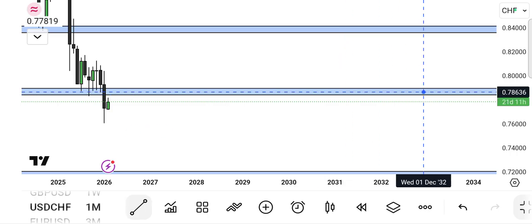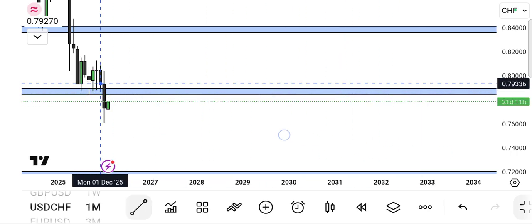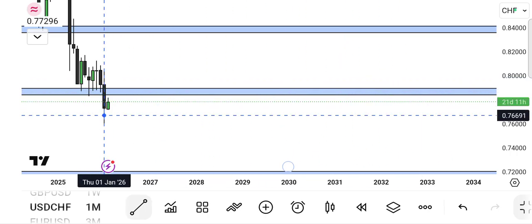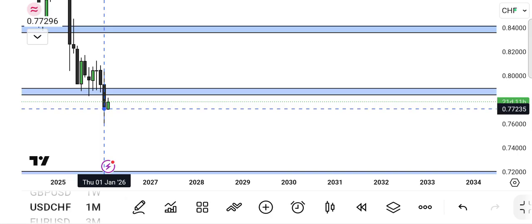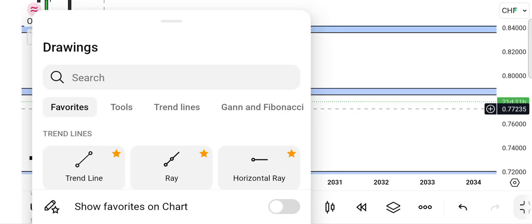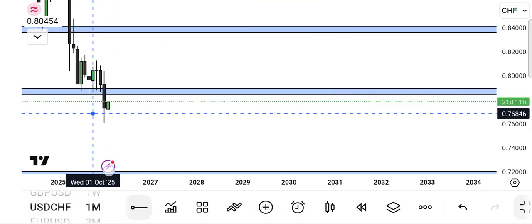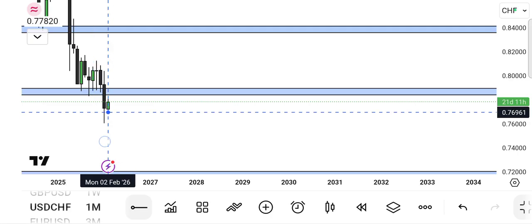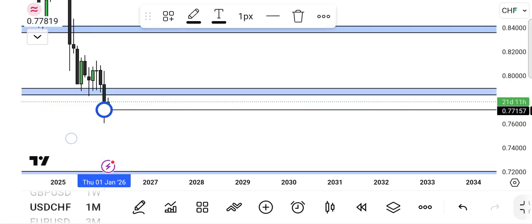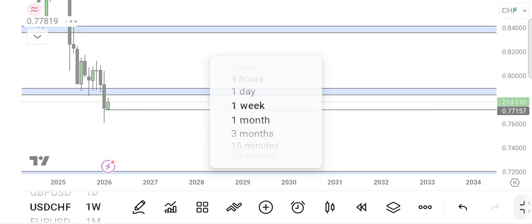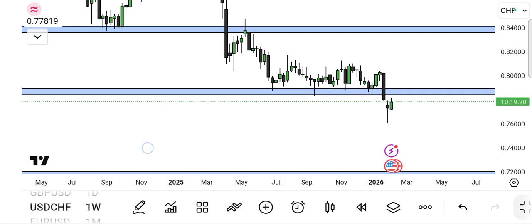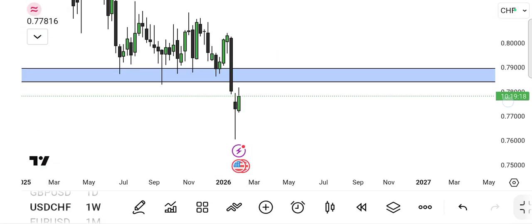We have one monthly candle that broke out. This way it reached, this way the candle reached and closed. I want to show you the closure of the weekly time frame candle. Here, the monthly time frame candle was, where is that?